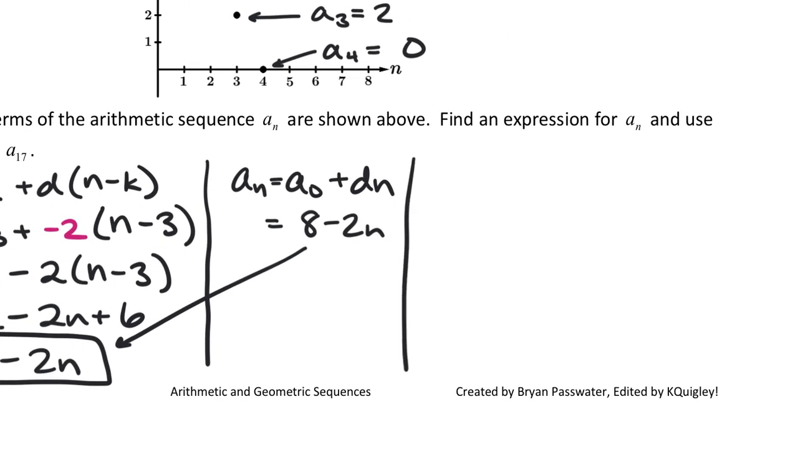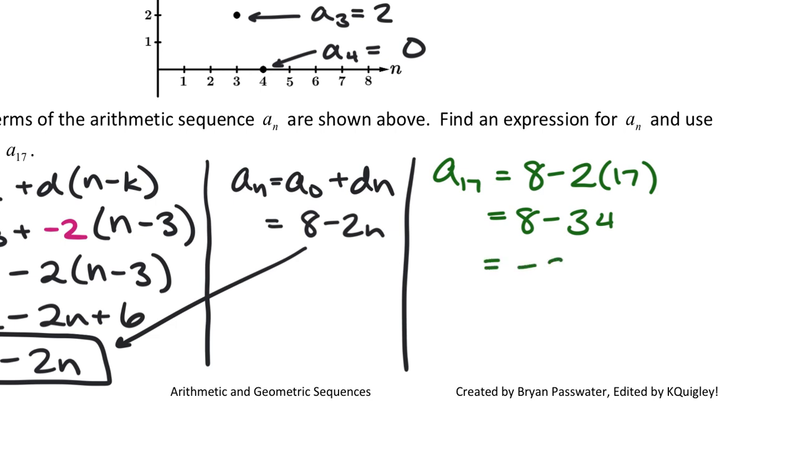Now this does have a second part to this problem. It says to use the expression to find a sub 17. So all I'm doing here is plugging 17 into either formula because they're the same. 8 minus 2 times 17. Well, 2 times 17 is 34. And 8 minus 34, that's negative 26. Is that right? Yes. So a sub 17 is negative 26.